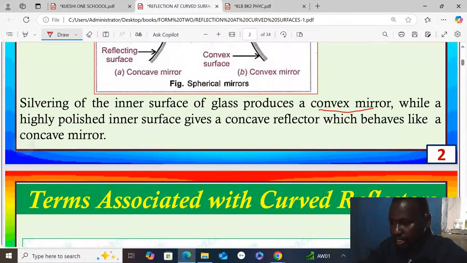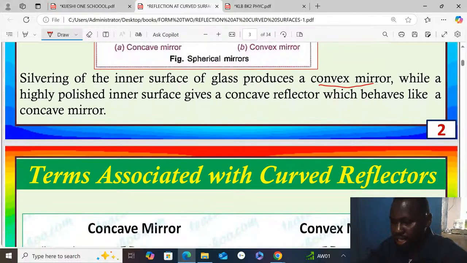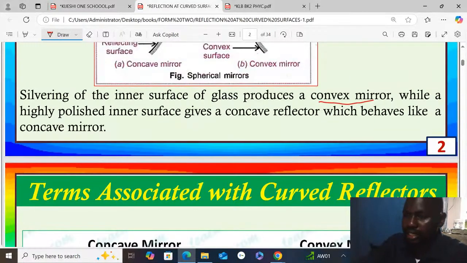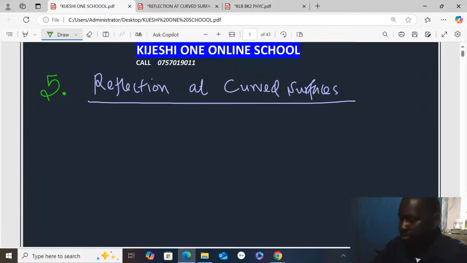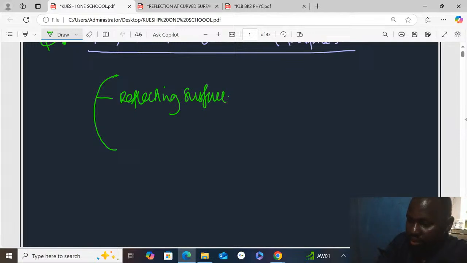Let's look at the terms that are used. But before you look at that, let me clearly show some of the key points to avoid confusion. So in case you're having a mirror like this, it is curved, and then this is the reflecting surface. Then this one becomes a concave mirror.